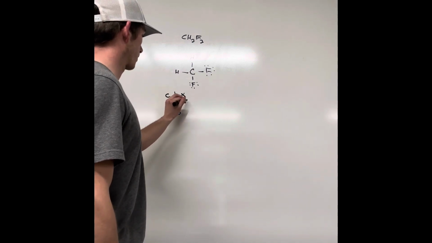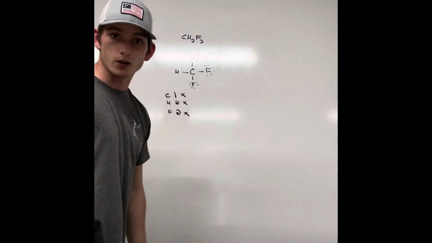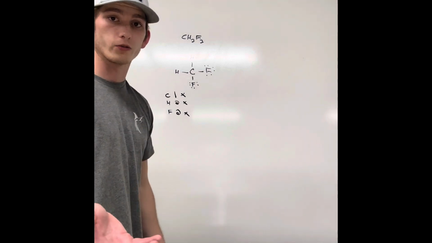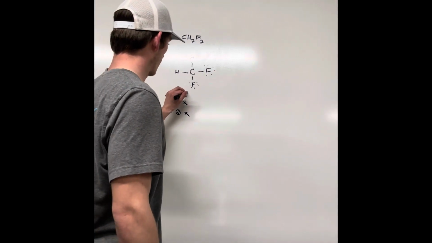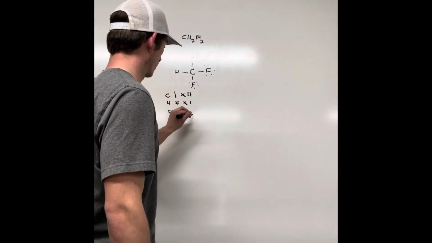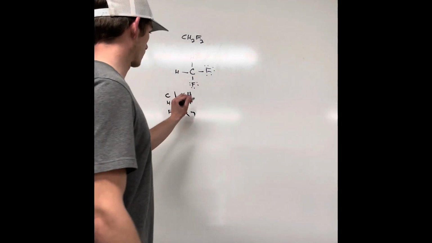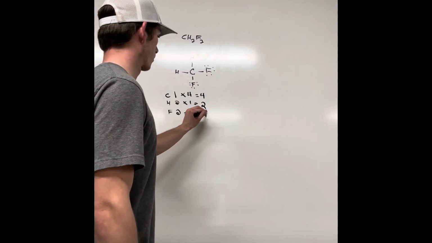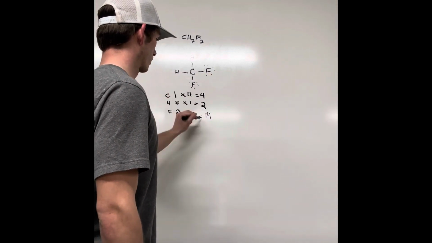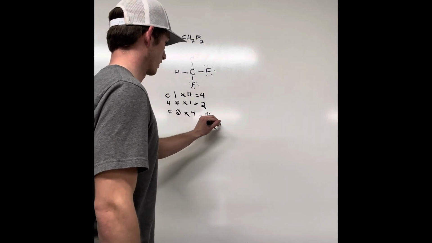Now you have to multiply that by the number of valence electrons to get the total valence electrons of this compound. So we know carbon has 4, hydrogen has 1, fluorine has 7. So in total, we have 4 plus 2 plus 14, which equals 20 e negative.